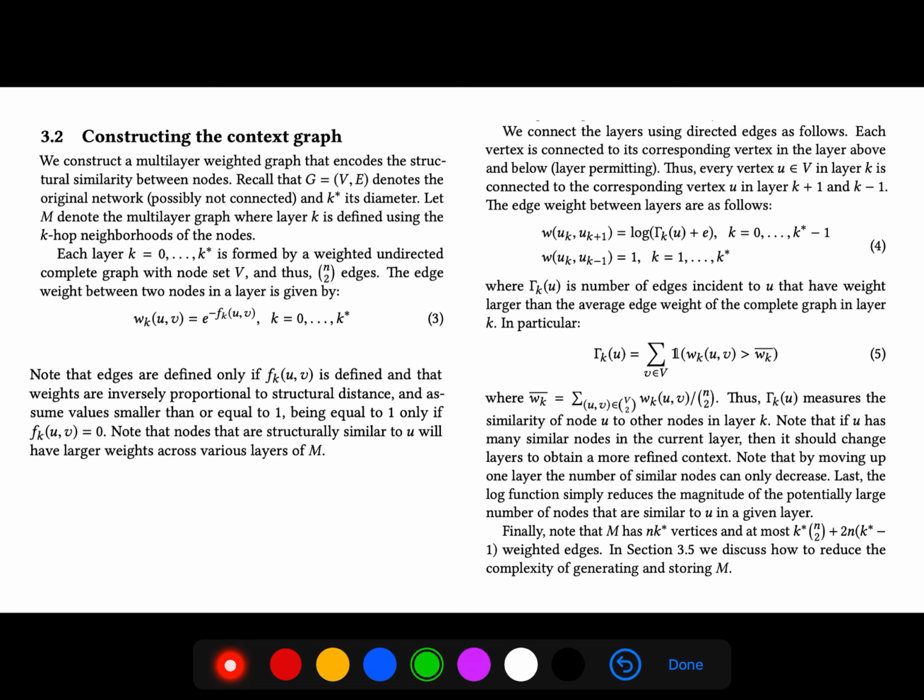So we construct a multi-layer weighted graph. Each layer is formed by this weighted undirected complete graph. Then the edge weights between layers are defined like this.